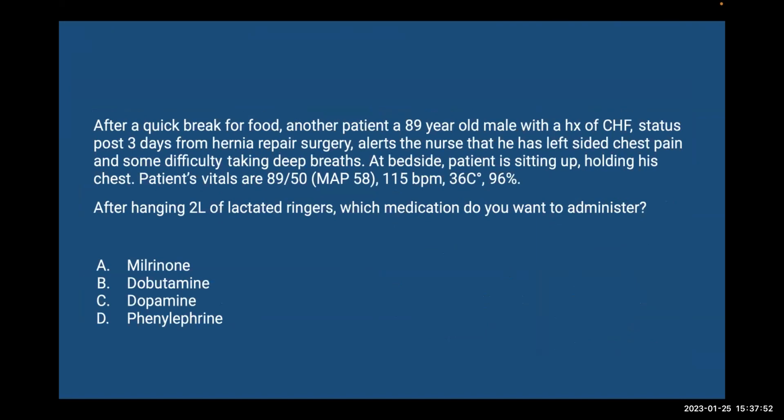I can read it. After a quick break for food, another patient, an 89-year-old male with a history of CHF, status post 3 days from hernia repair surgery, alerts the nurse that he has left-sided chest pain and some difficulty taking deep breaths. At bedside, patient is sitting up, holding his chest. His vitals are 89/50 for a MAP of 58, 115 beats per minute, 36 degrees Celsius, 96% O2 sat. After hanging 2 liters of lactated Ringer's, which medication do you want to administer?